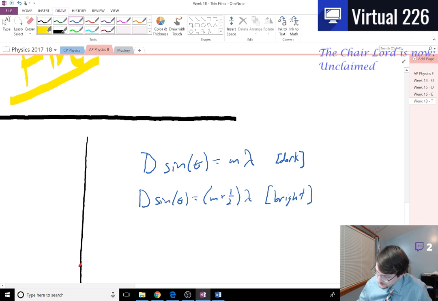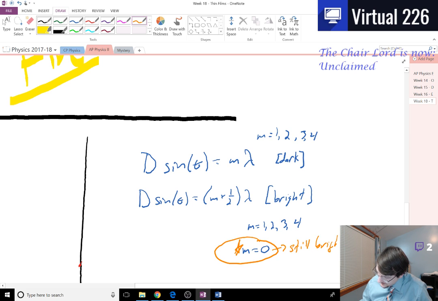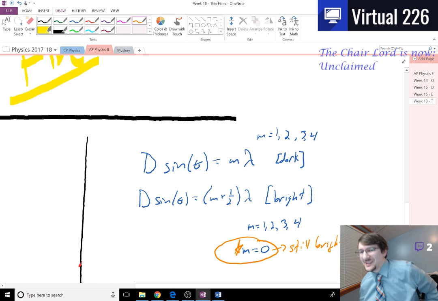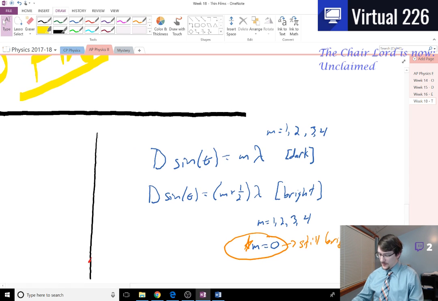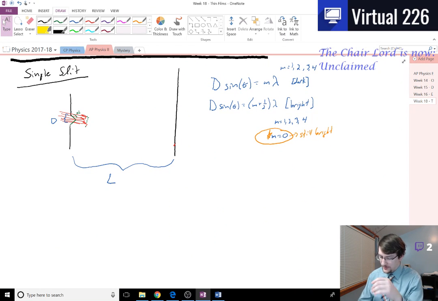The dark fringes are for m equals 1, 2, 3, 4. You get that idea. For the bright fringes, m equals 1, 2, 3, 4. But there's also an m equals 0 special case. At m equals 0, you still have a bright point, but it doesn't really follow those equations the way I've written them.